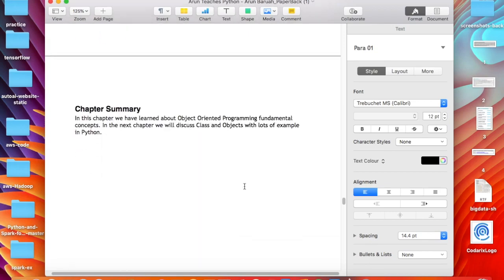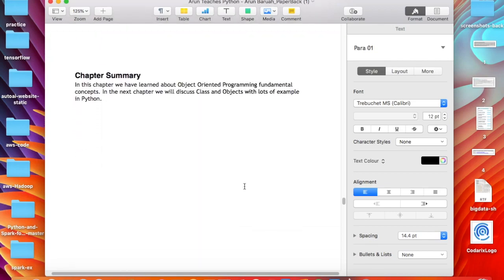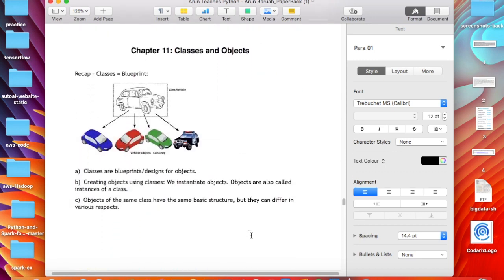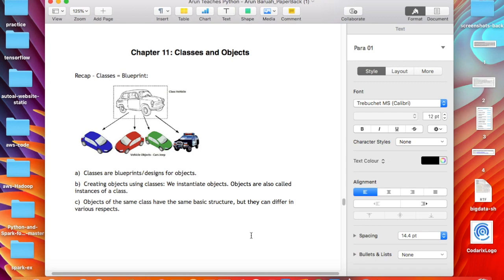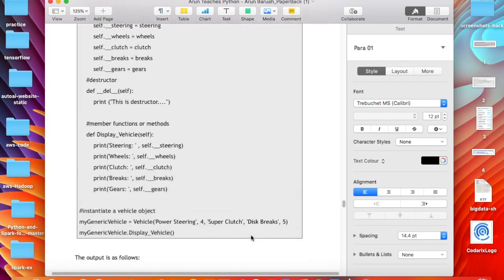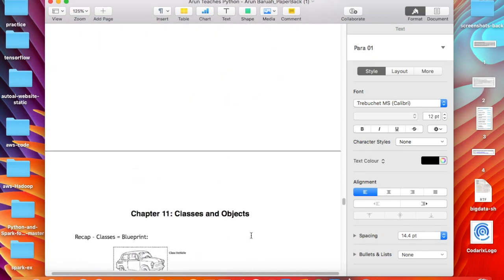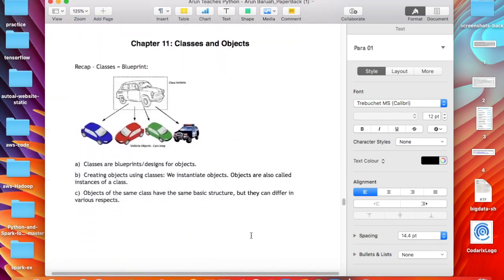Okay, so I think I have completed this chapter, and in the next chapter we will continue with classes and objects, and I think we have some programs. We will do certain programs also.